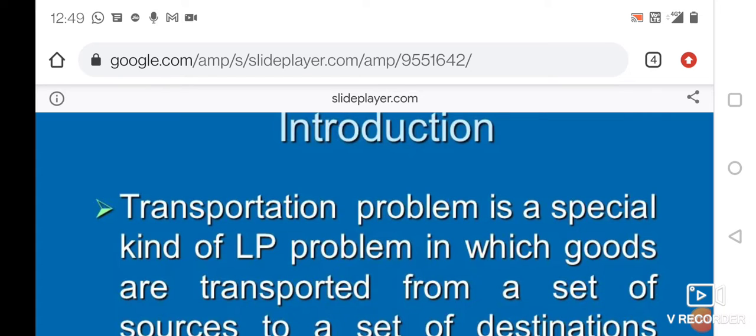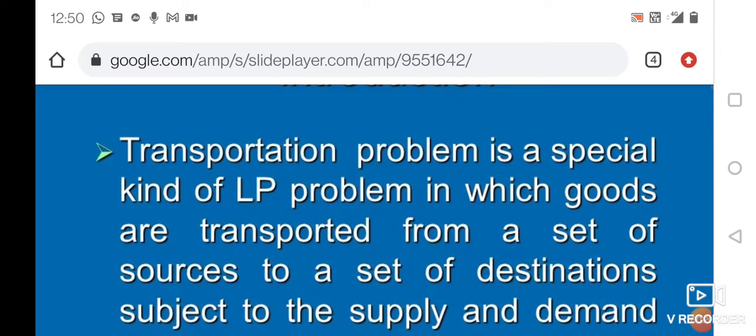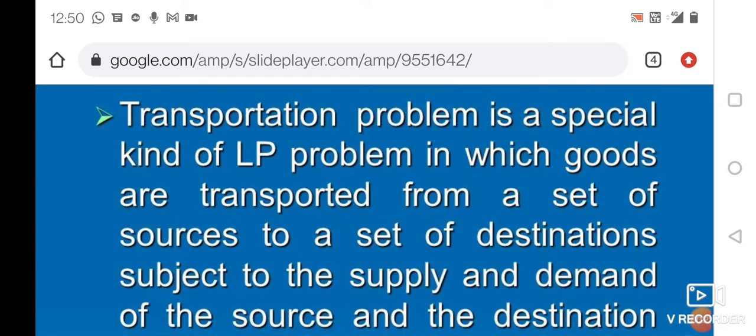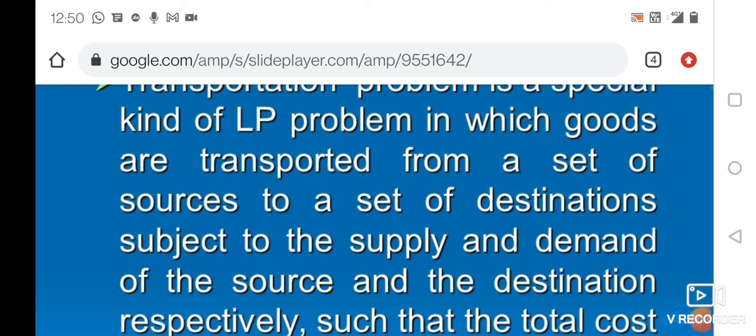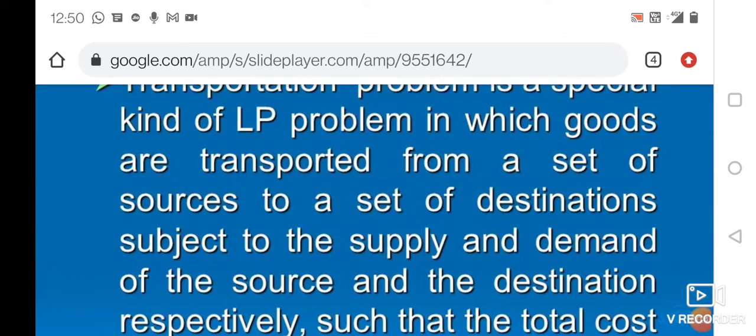In the previous lecture we discussed the simplex method. Now we start a new chapter: the transportation problem. First of all, the introduction. The transportation problem is a special kind of LP problem. LP means linear programming problem, in which goods are transported from a set of sources to a set of destinations, subject to the supply and demand of the sources and the destinations respectively, such that the total cost is minimized.